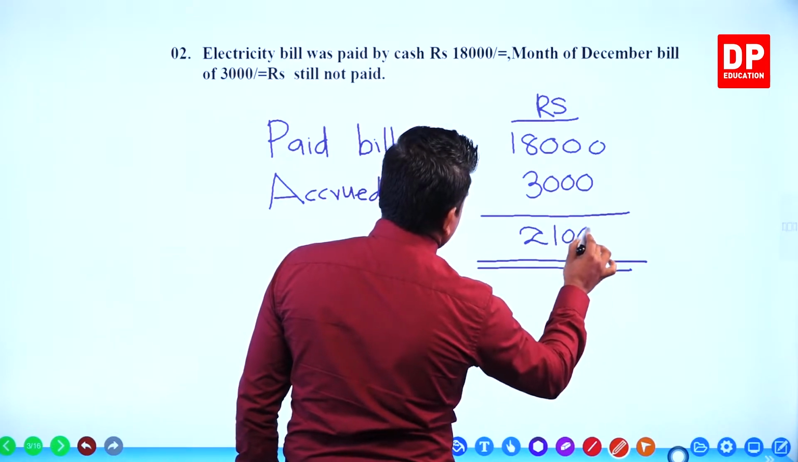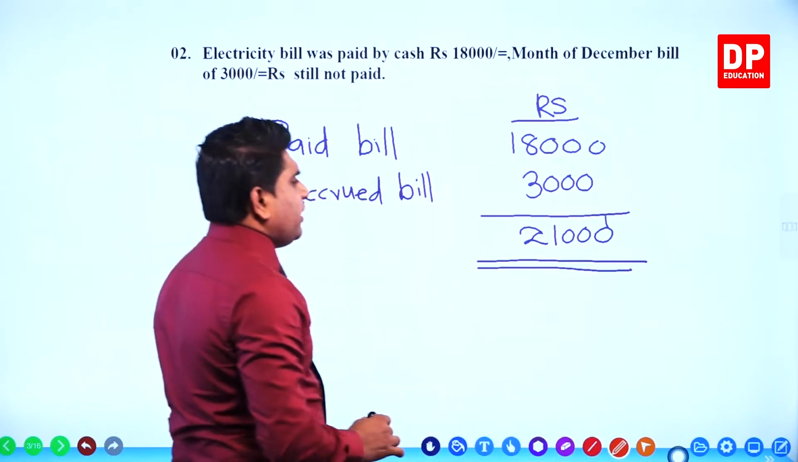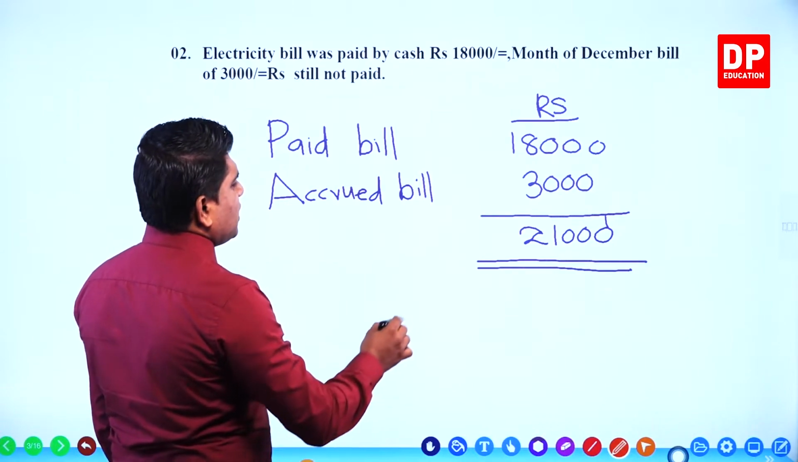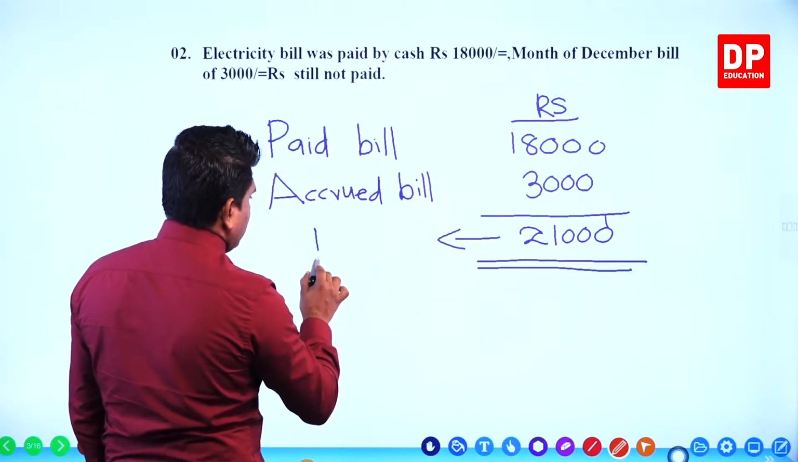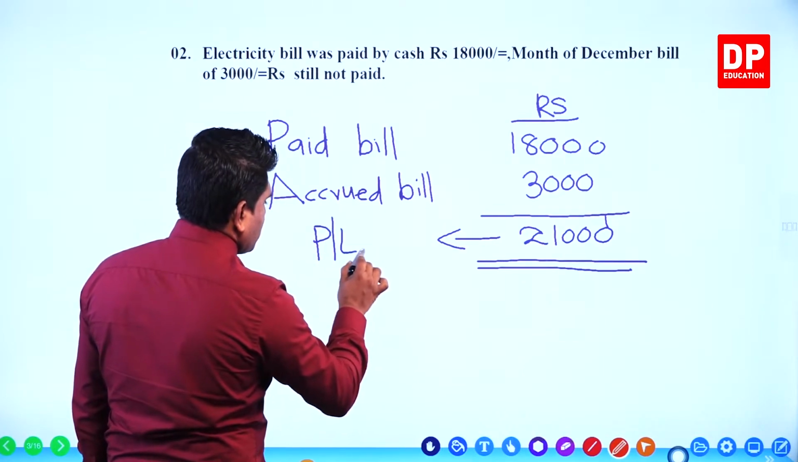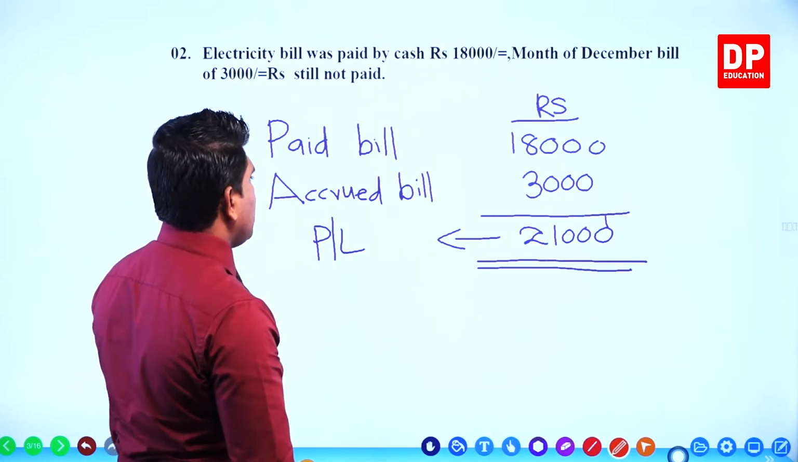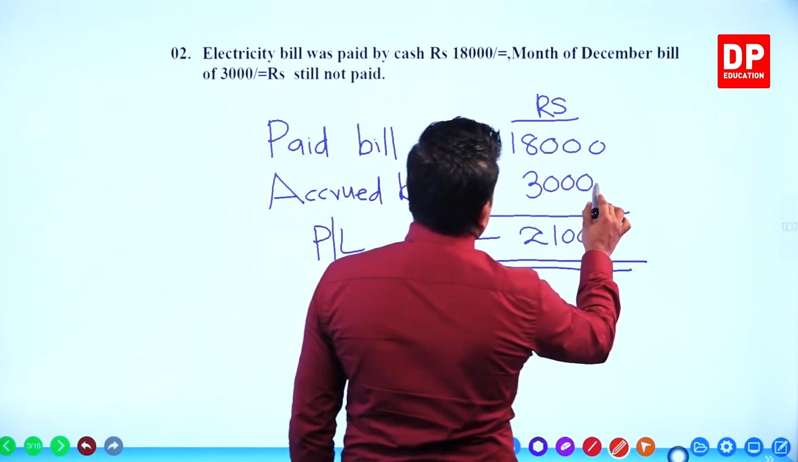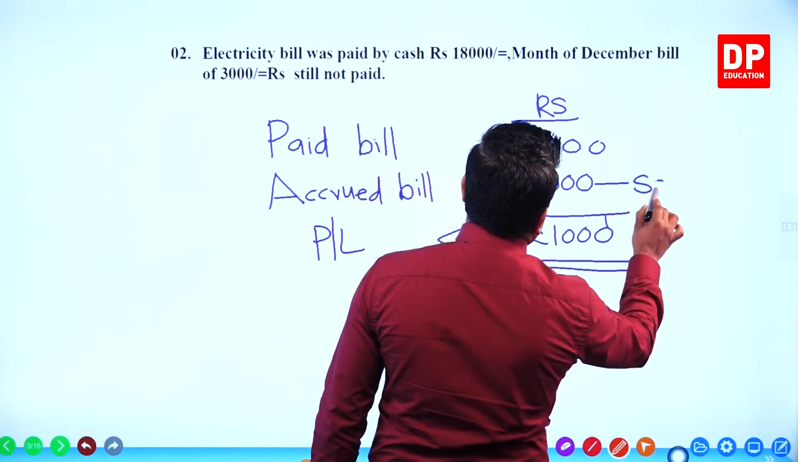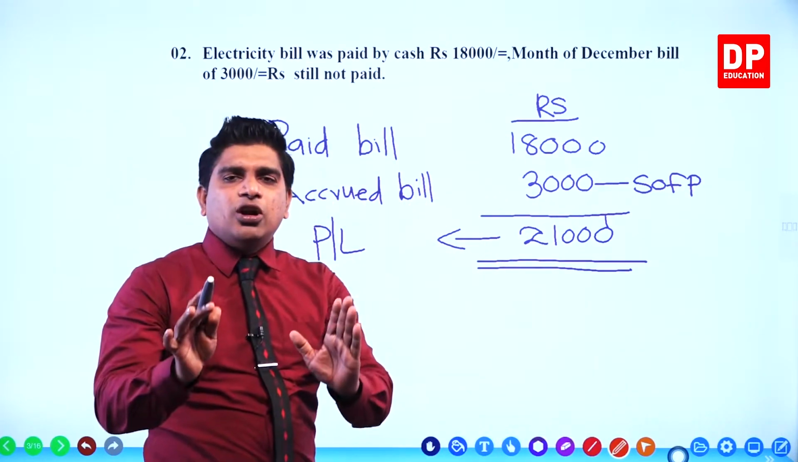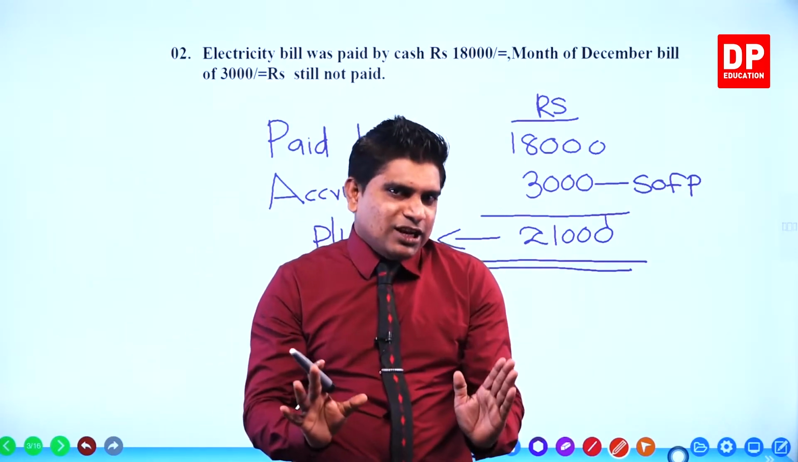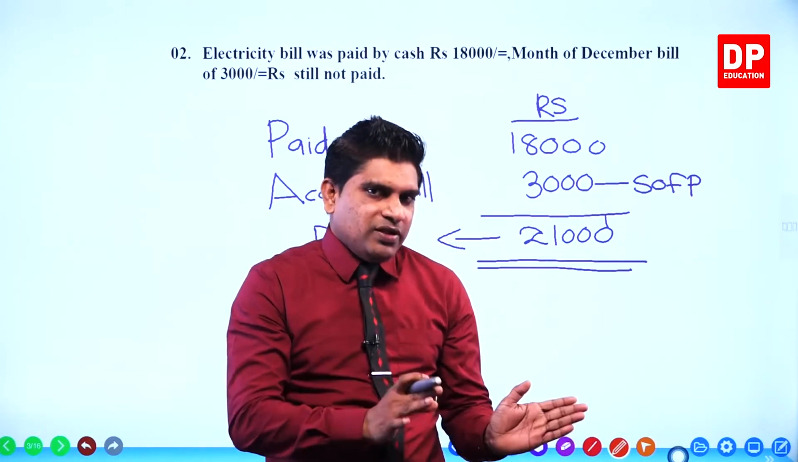21,000. Right? This is the amount to be recorded where? In the profit and loss statement. Accrued, where do we record? In the statement of financial position. Say, understood or not? Then I decorate the second one better than the previous one.